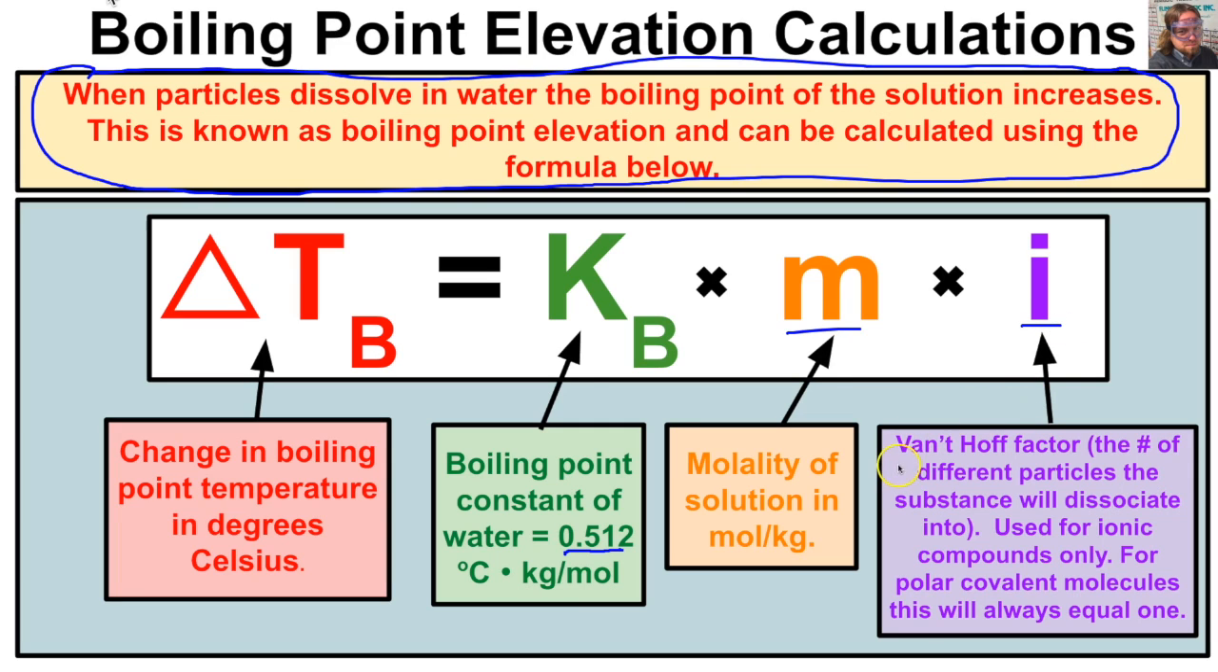What is i here? This is known as the Van 't Hoff factor. And this represents the number of particles that the substance or solute will dissociate into. And for polar molecules, this is always going to be a 1, since it doesn't dissociate. So let's take a look now at the freezing point depression formula and how we can use that to solve problems with dissolved particles in a solution.